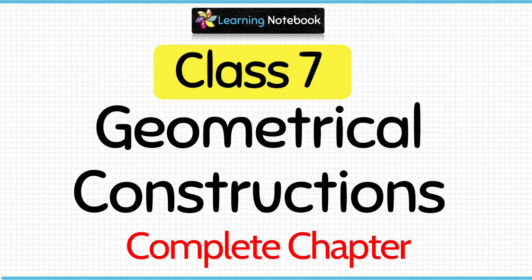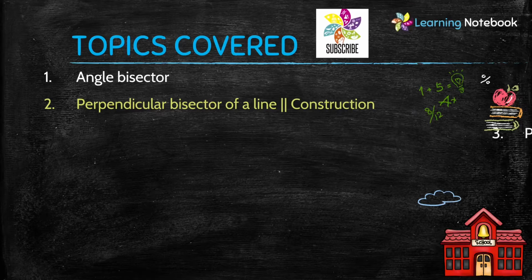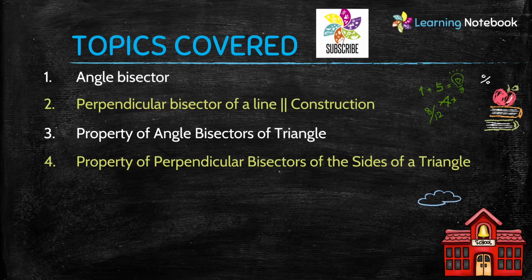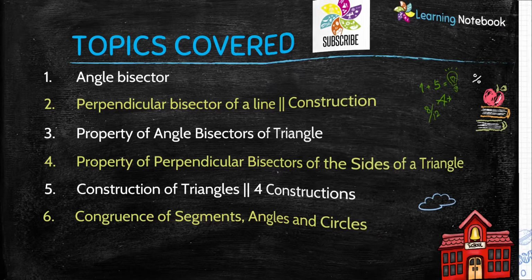In today's video, we will do the complete chapter of Geometrical Constructions for class 7. So let's see what all topics we are going to cover in this video. We will learn about angle bisector, perpendicular bisector of a line and its construction, property of angle bisectors of a triangle, property of perpendicular bisectors of the sides of a triangle. Then we will learn about construction of triangles and we will also understand congruence of segments, angles and circles.